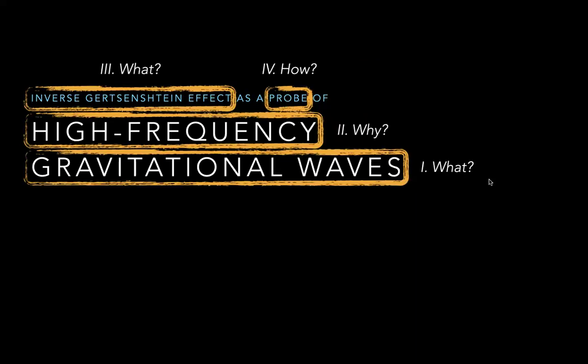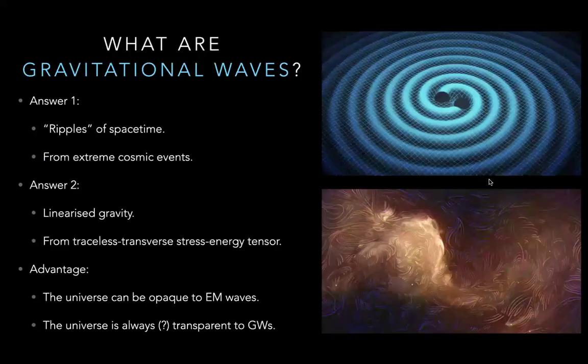As the name suggests, there are different parts of the story, and I divide it into four parts. First, I'll tell you a little bit of what gravitational waves are, followed by why the high frequency regime is interesting. After that, I'll introduce what the inverse Gertsenshtein effect is, and how it can be used to probe gravitational waves in the high frequency regime. So, first part: what are gravitational waves?